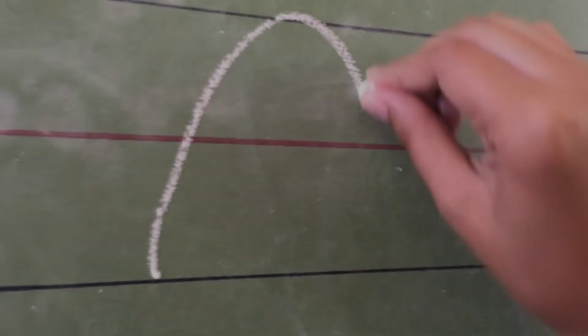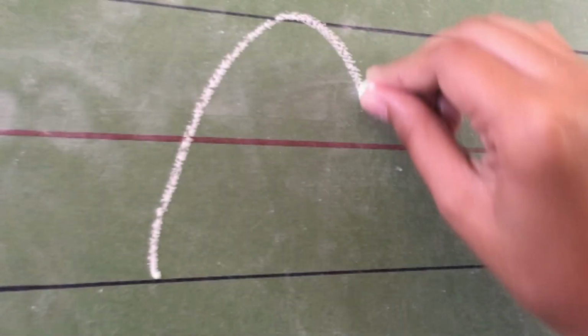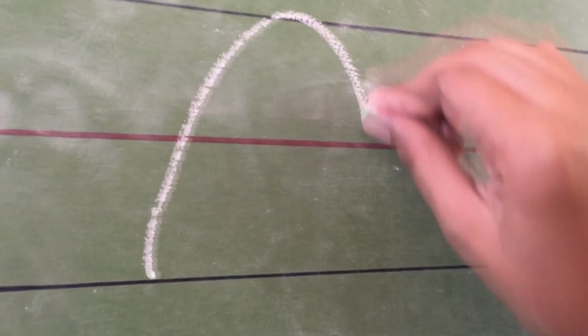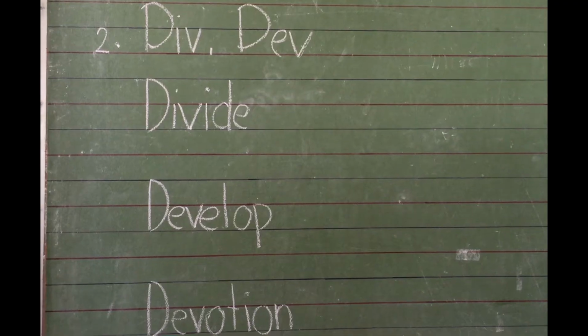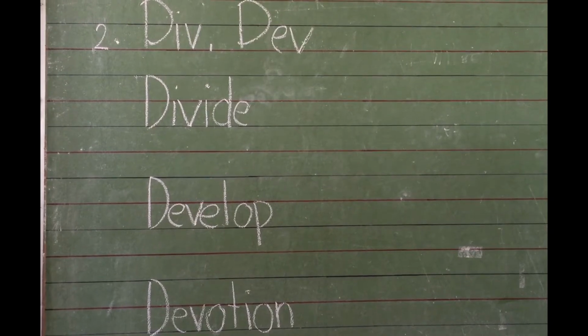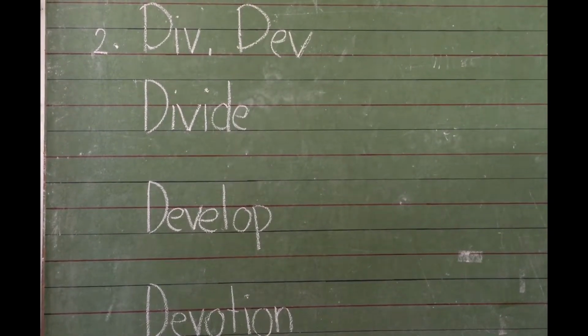Next stroke is the div and dev. The stroke that represents dev also represents div. We have 3 examples that we will discuss.